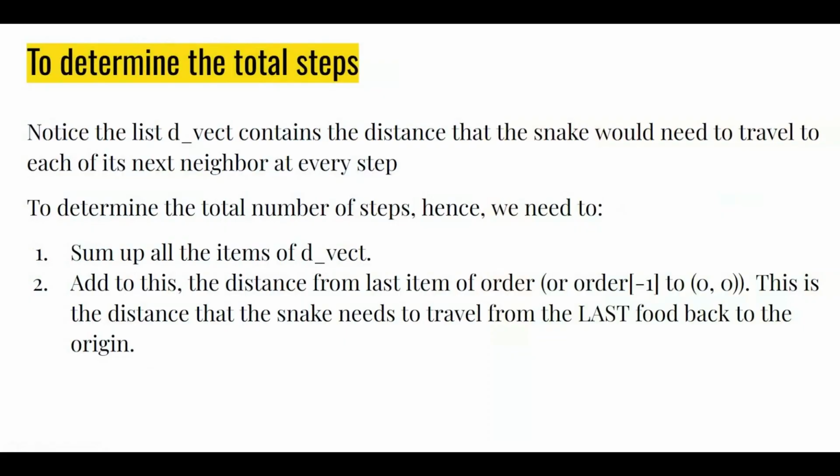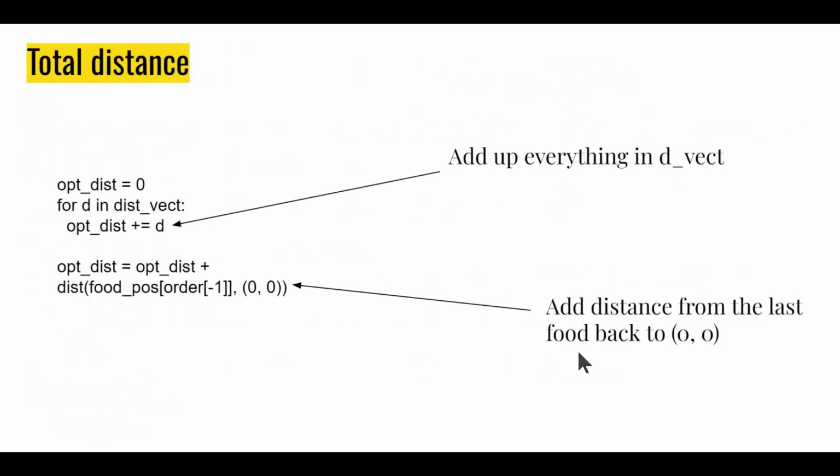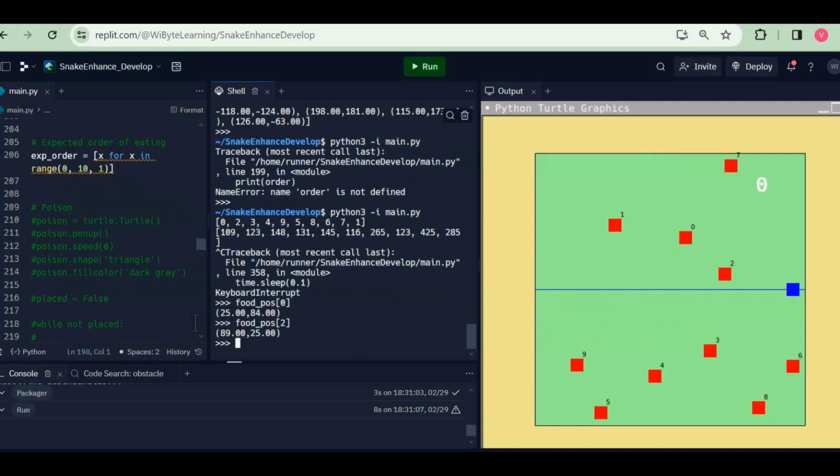Now, how do I determine the total number of steps that the snake must take to complete this entire course? Well, the idea is already there. Remember, the distance vector, or d_vector over here, contains the distance the snake would need to travel to each of the next neighbors. So we can just keep adding up all these items on this list d_vector. And finally, we must remember to add the distance from the last item of the order to 0, 0, because then the snake must come back to 0, 0. So this will be the total number of steps, and I can do that quite easily in code. Let me just do that very quickly. So I just say, well, look, the optimal distance given this.